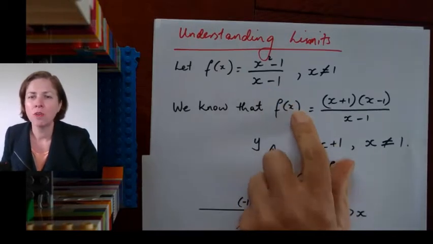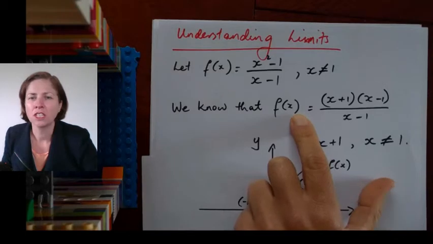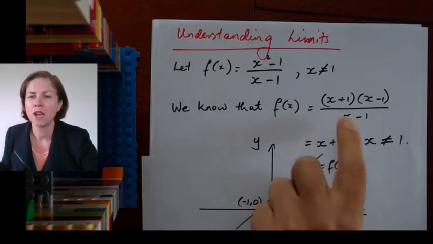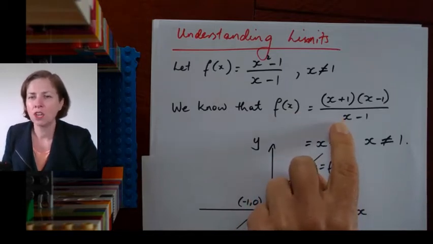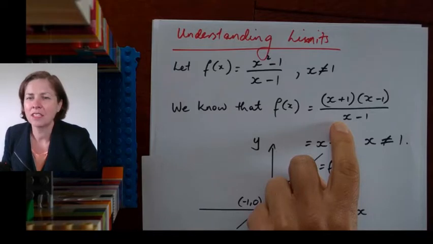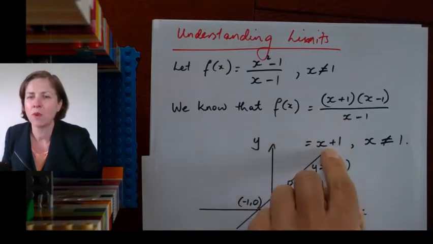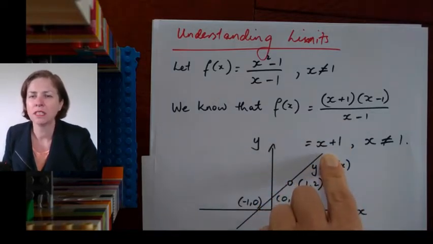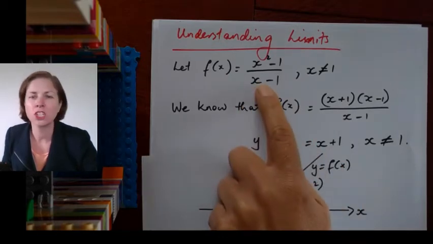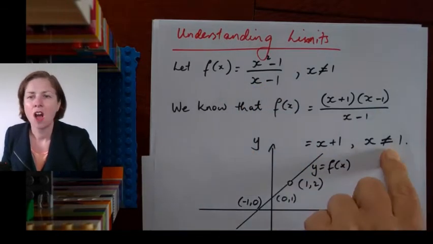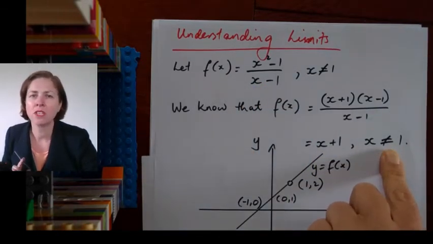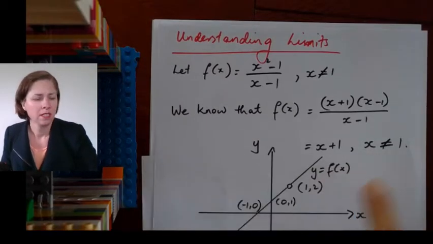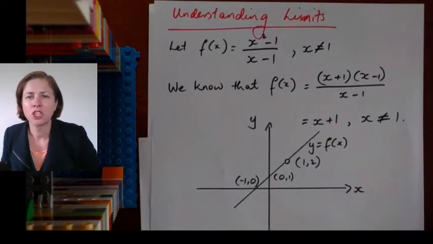Now I know that the numerator of this function is a difference of two squares. x squared minus 1 can be rewritten as x plus 1 times x minus 1. Still over x minus 1, we can cancel out the factor of x minus 1 and we're left with x plus 1. But because of the way the function was originally defined, I still need to note that this function does not exist when x equals 1. So what I end up with is a function that looks like this.